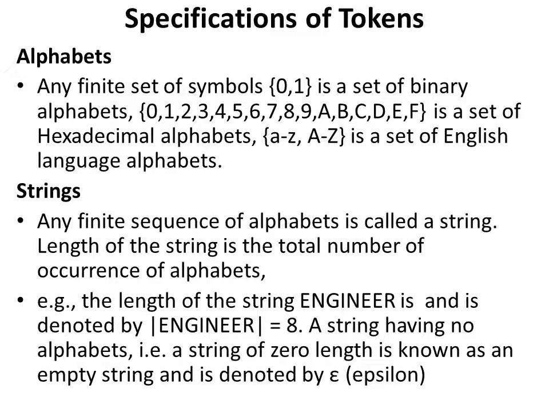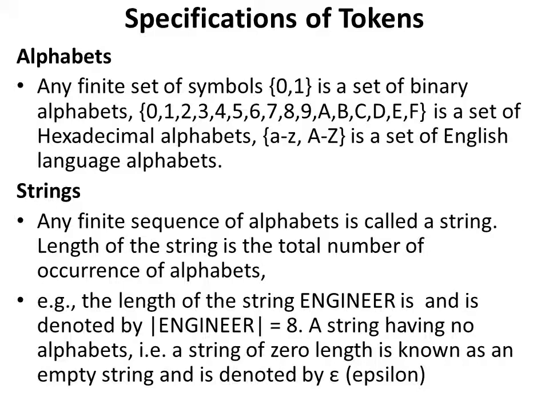0 to 9, capital A, B, C, D, E, F is a set of hexadecimal alphabets, and small a to z and capital A to Z is a set of English language alphabets. So these are called alphabets.